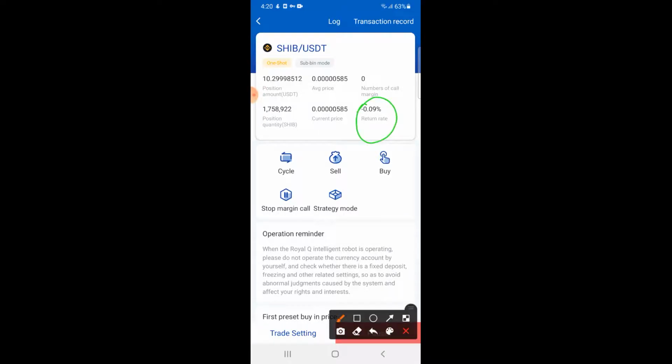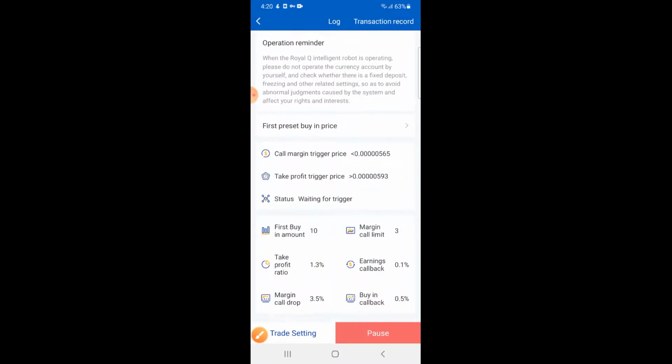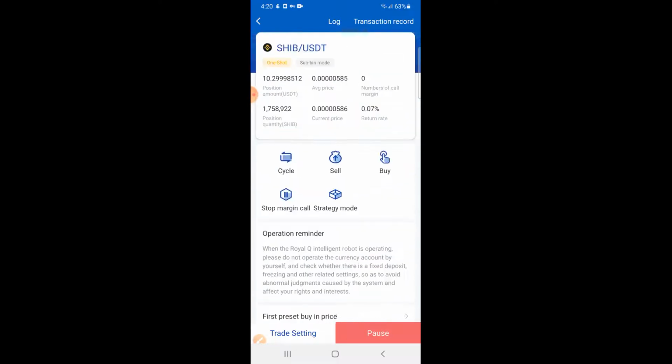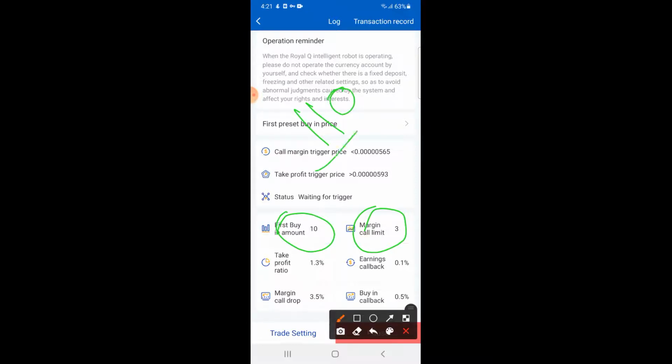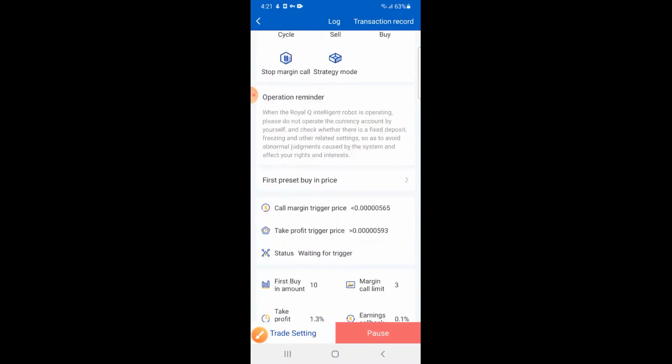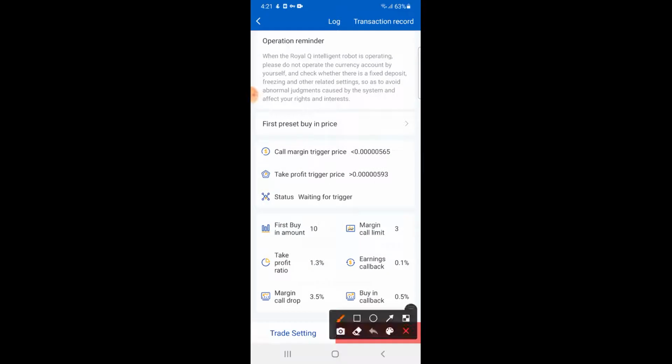Price is going up and down. In this way, the start price is 10 and the margin call is 3, which means one coin is 110 USDT. If you are using this rule, and the price goes up 1.3% and then goes back 0.1%, it will be executed and you will take profit.